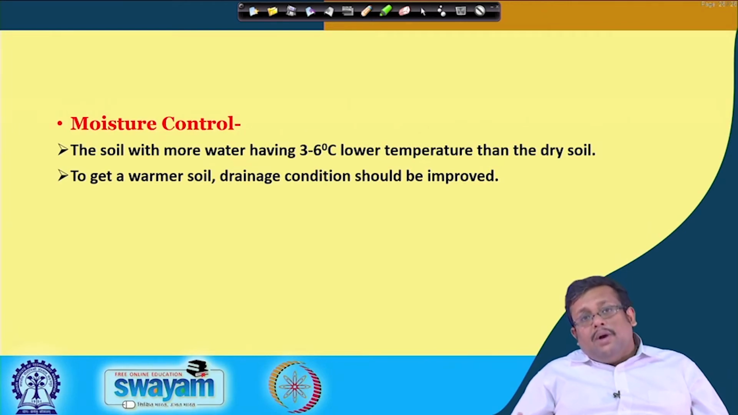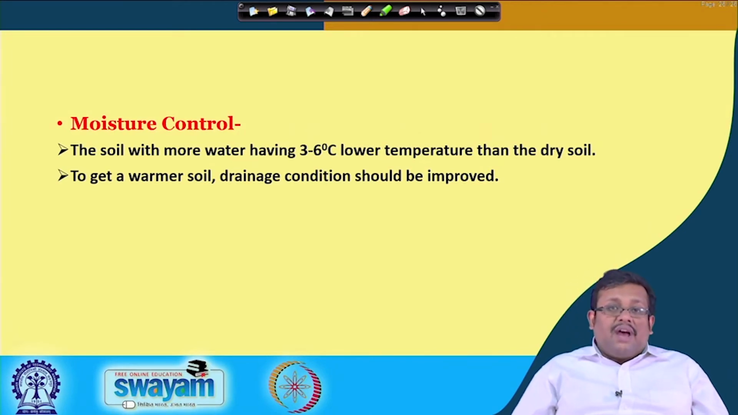Another important aspect is that soil with more water has a 3 to 6 degree lower temperature than dry soil, and to get a warm soil, obviously you need to improve the drainage condition. We have already discussed why the temperature in dry soil is higher than that of wetter soil. So moisture control is another factor to control the soil temperature.